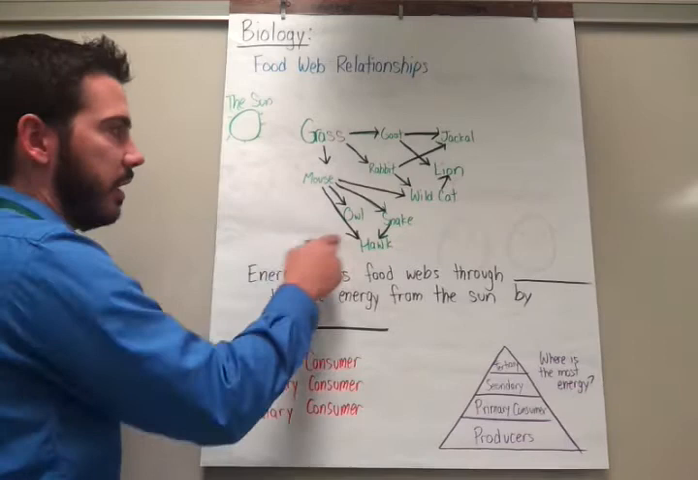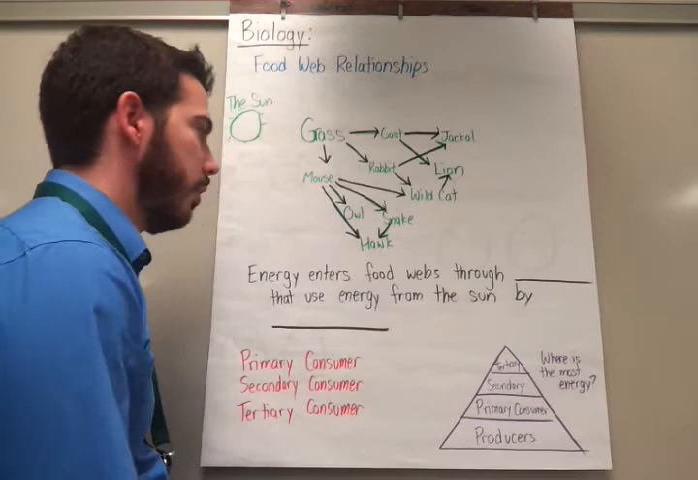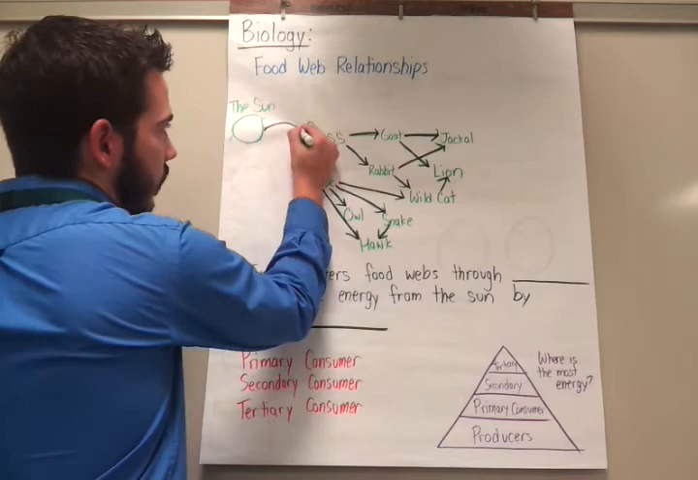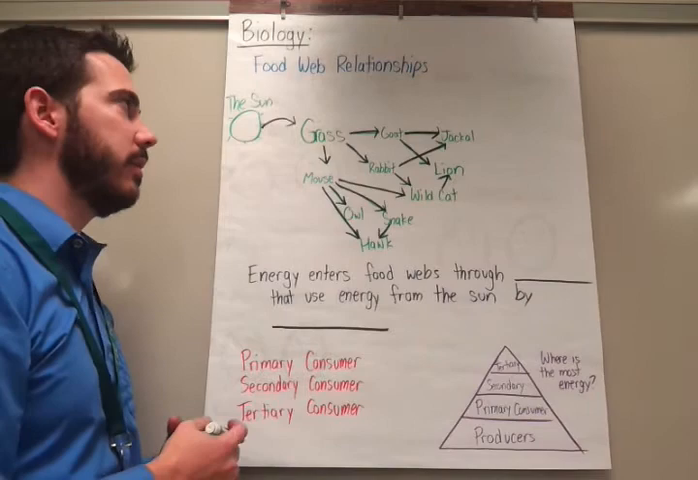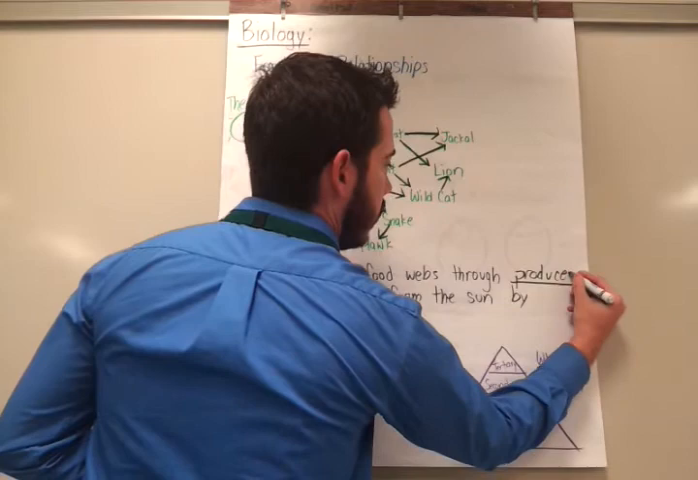We can see that energy enters food webs through, what does it enter through? Well, energy from the sun is able to enter the food web through grass. We don't actually normally draw this arrow, but it shows that energy is transferred from the sun to anything that is a producer, anything that's able to do photosynthesis. So through producers, they use energy from the sun by photosynthesis.